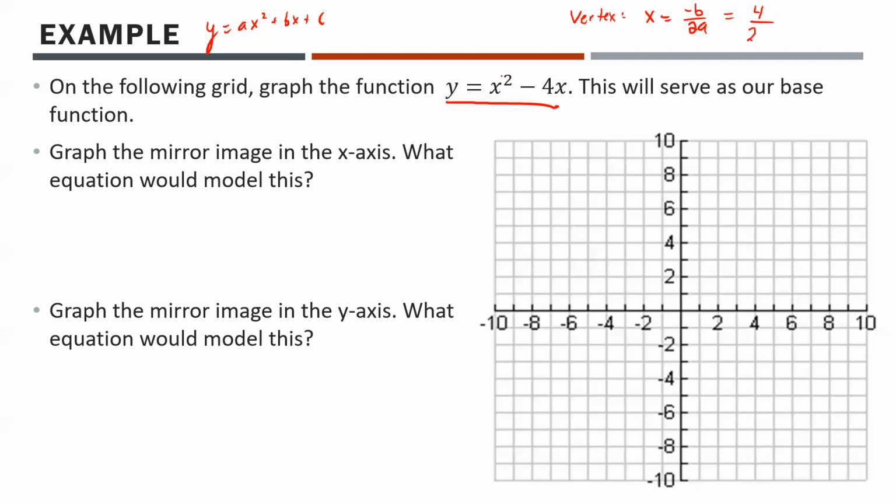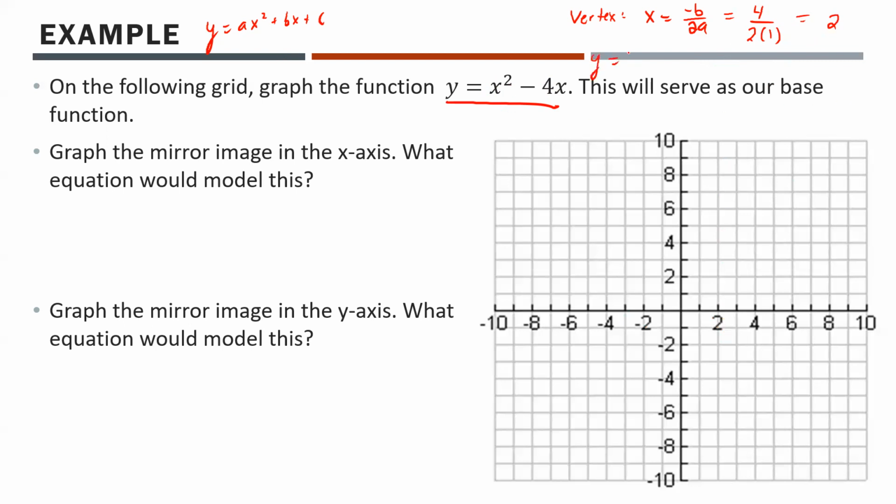Anyway, over 2 times a, where a is the number in front of the x squared. Looks like there's just a 1 there. So 4 divided by 2 times 1. Well, 4 divided by 2 times 1 is just 2. So that tells me my vertex is where x is equal to 2, somewhere along here. To find where that is exactly, we just need to plug 2 into our original function again.